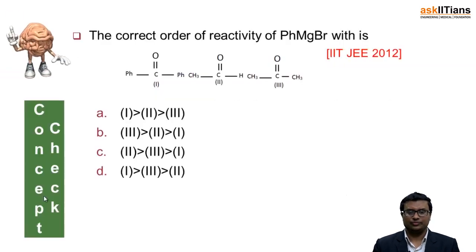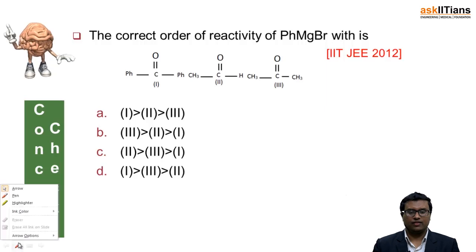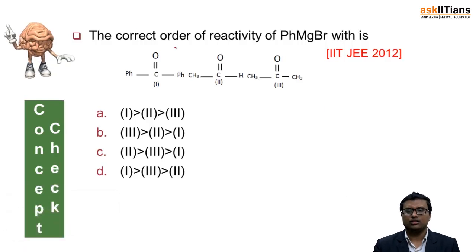So the first question, right, here we have the first question. It asks us to find the correct order of the reactivity of your Grignard reagent, phenyl magnesium bromide, with three other compounds. I mean, you have an aldehyde here in the second option, and 1 and 3 are the ketones. You actually have to find the reactivity of this Grignard reagent with this set of aldehydes and ketones, right?